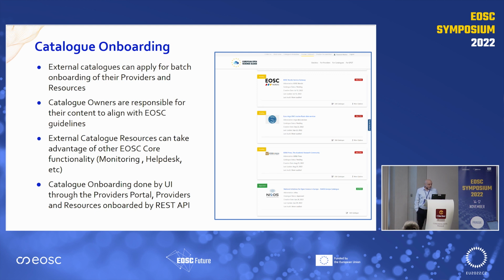For the catalog onboarding, as I said before, you onboard the catalog, which can manage providers and resources, not only resources. You should follow the same path. You register the catalog, but then you can use the API to manage your resources and your providers in the EOSC catalog. Using the API allows you to do this, and you should be responsible for the validation of your resources.